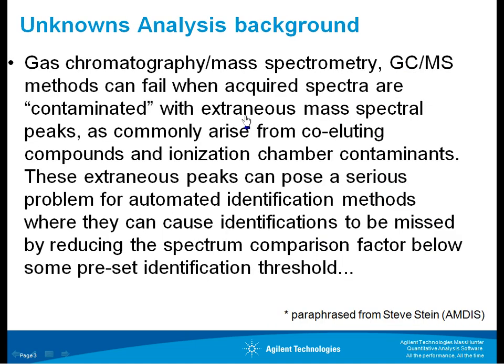Let me paraphrase the following description: gas chromatography mass spectrometry methods can fail when acquired spectra are contaminated by matrix or interferences with extraneous mass spectral peaks. These commonly arise from co-eluting compounds and ionization chamber contaminants. These extraneous peaks can pose a problem for automated identification mechanisms, where they cause identifications to be missed by reducing the spectral comparison factor below preset identification thresholds. And this is where unknowns analysis with deconvolution and library search comes into play.